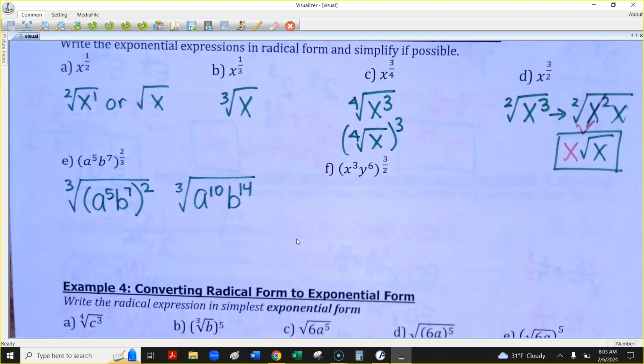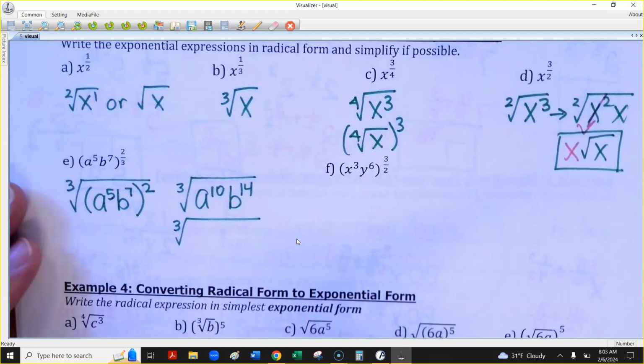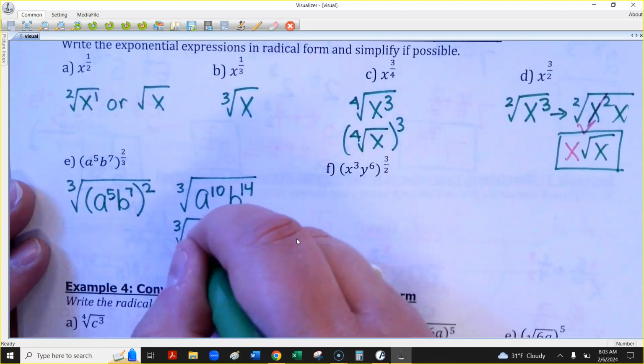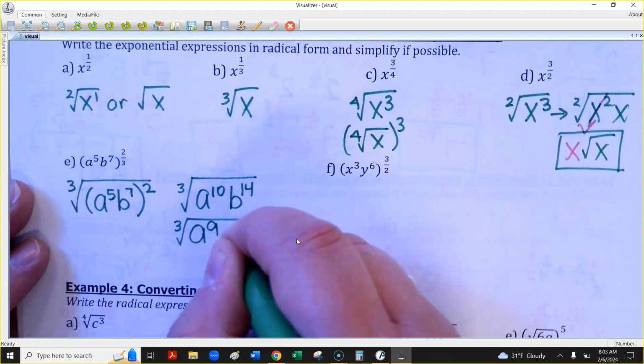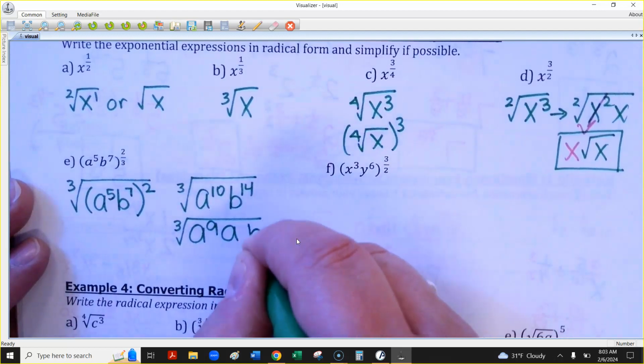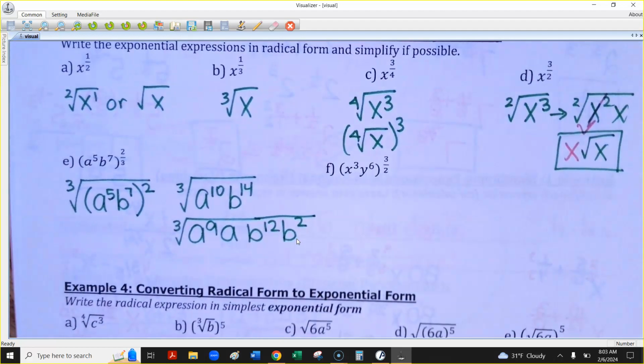So this is a cube root that we're working with here. I want the biggest number up to 10 that 3 would go into, and 14. So I would do, for the a's, 9 and 1, and for the b's, 12 and 2. I'm just trying to get the biggest exponent I can that would be divisible by 3. When we break it apart, that exponent property is that you add the exponents when you multiply like bases. So if I were to put those back together, that would be 10 and 14.